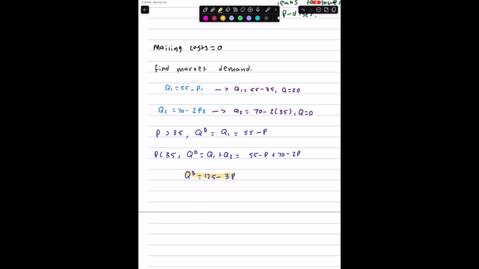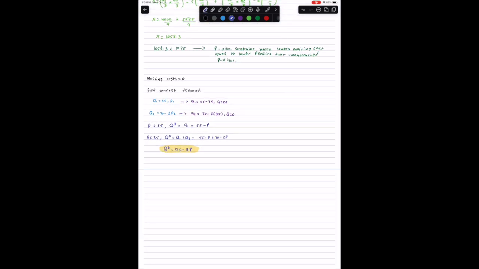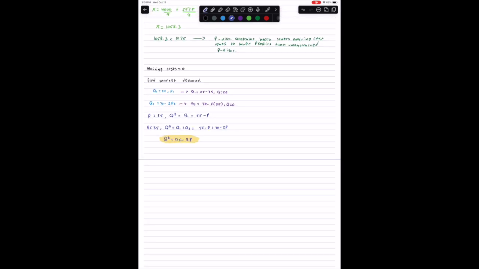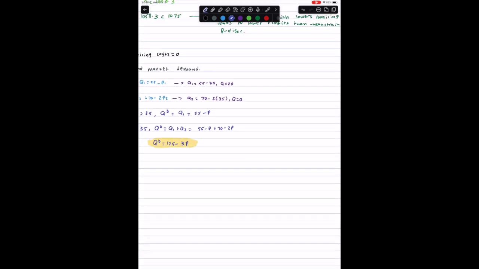So when the price is less than 35, market demand is equal to 125 minus 3P. Perfect. Now we can invert this to get our P of Q function. So let me do that.